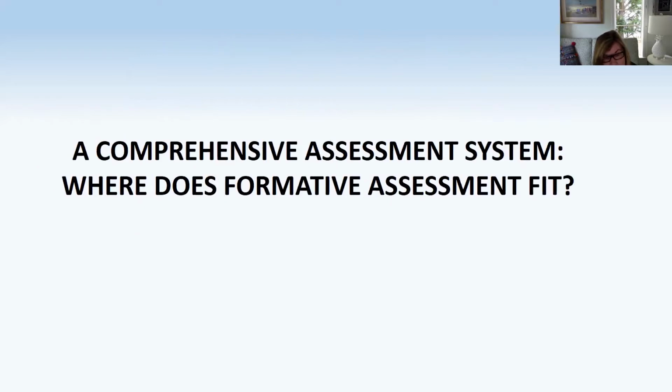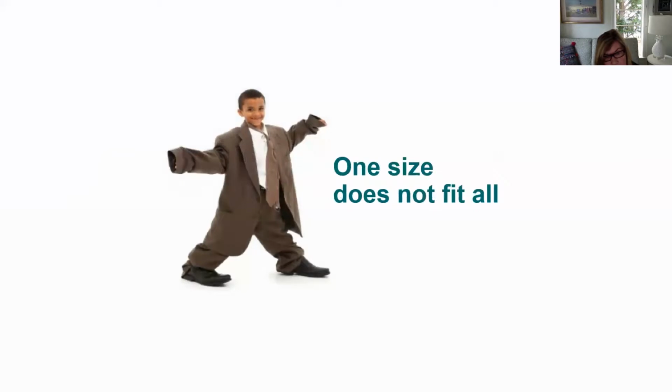So now I'd like to just spend a brief amount of time thinking about where formative assessments fit in the bigger assessment system, a comprehensive assessment system. So we know the general rule of assessment is that one size does not fit all. It is not possible to use a summative assessment to plan daily instruction, and it is not possible to use ongoing formative assessment as a way to evaluate a year's worth of learning.